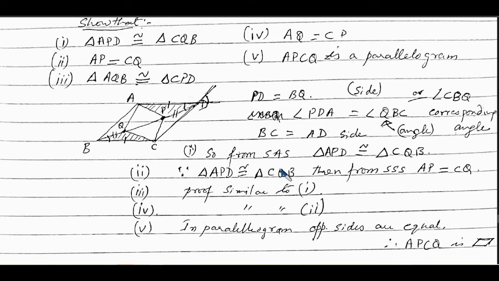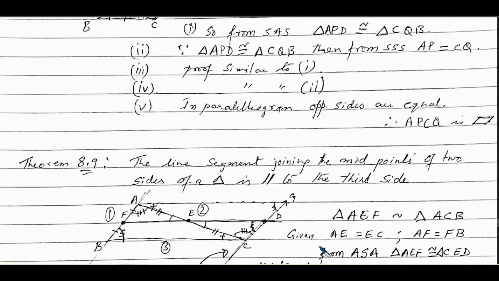Similarly, as I said here, because this is congruent, side AP is equal to CQ, which I said, the remaining one will be the same because the triangles are congruent. So this and this will be the same. The third one proof is similar to what I have shown, similar to 2. And the fourth one is also similar to this third one. The third one is similar to 1, and this fourth one is similar to 2. And in a parallelogram, opposite sides are equal, therefore APCQ is a parallelogram.